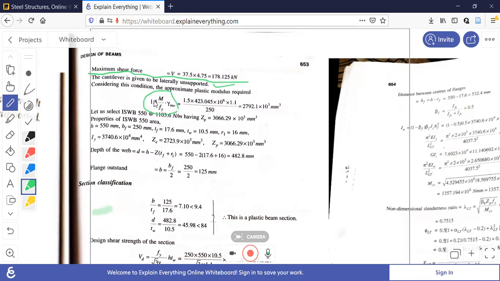Somebody is asking where this formula is from. This is a general formula of MD. You should understand it like this and remember this formula here. What is that? MD equal to beta B ZP FBD. From this one, what is ZP equal to?